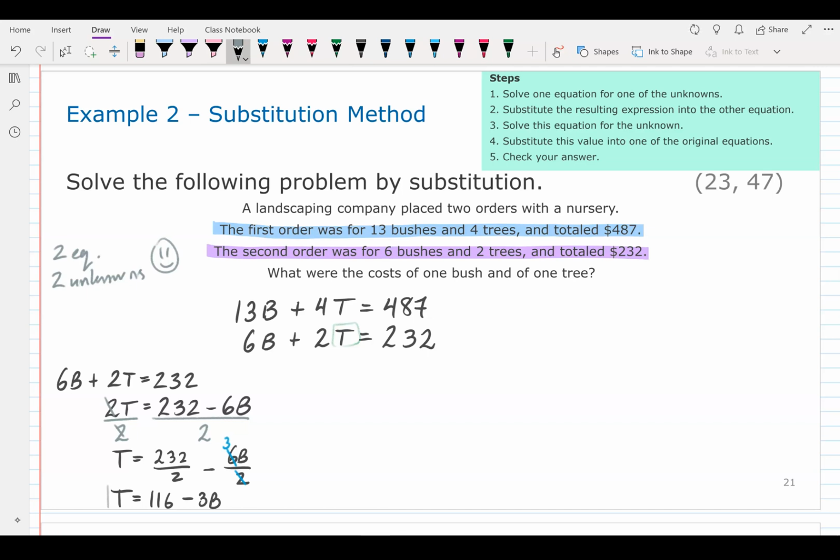Okay, that's important. I'm not going to put like a nice black box over that, but I'm going to keep note of it because it's important. I've solved one as a function of the other variable, b. So I've solved one equation for one of the unknowns.